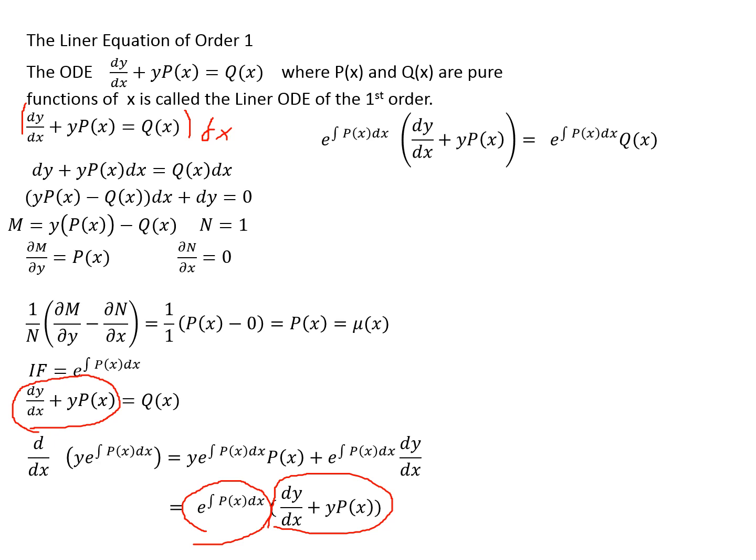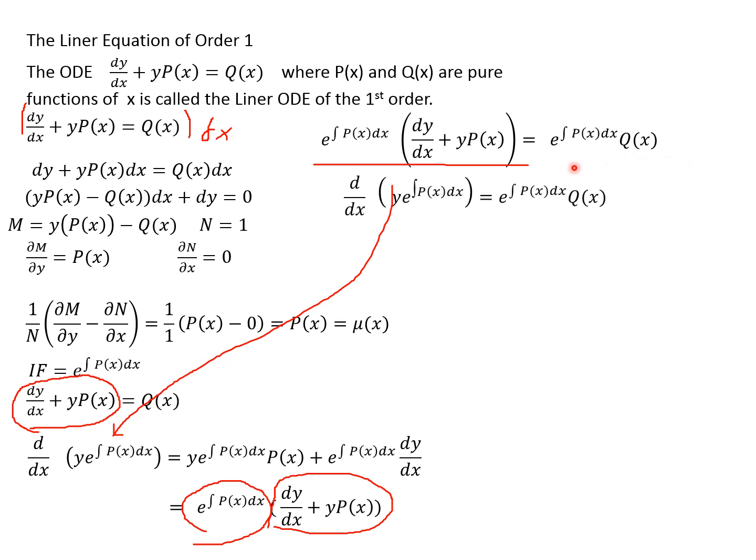Now you see that this term here is the same as this one there. So this can be replaced by the derivative with respect to x of y e to the integral of p(x) dx, and the right side will be e to the integral of p(x) dx times q(x). So this becomes d/dx of y e to the integral of p(x) dx equals e to the integral of p(x) dx times q(x).